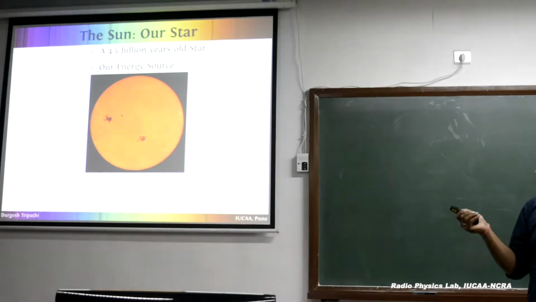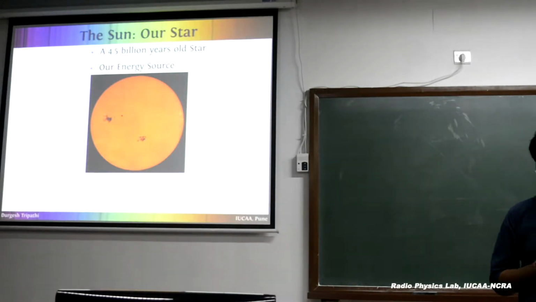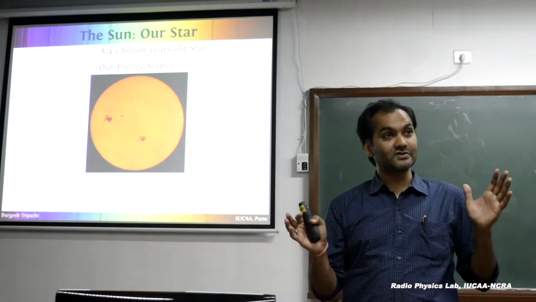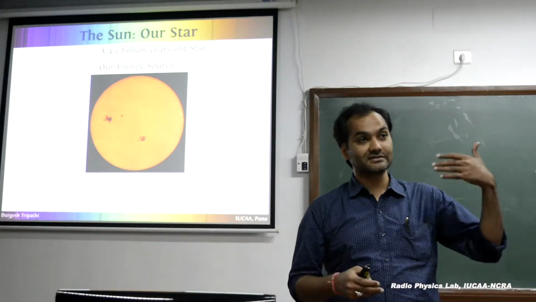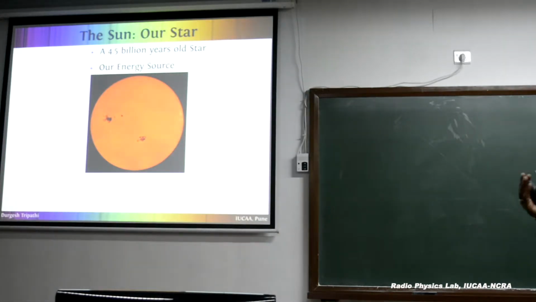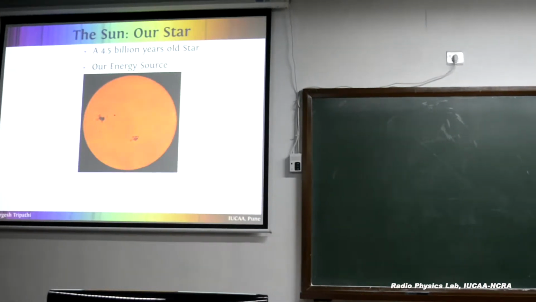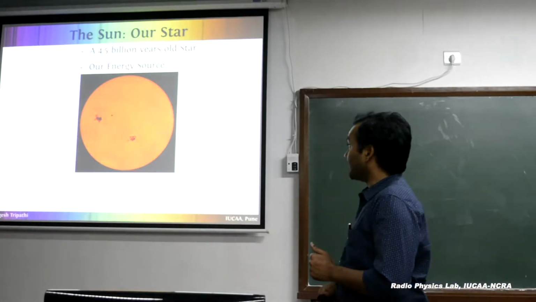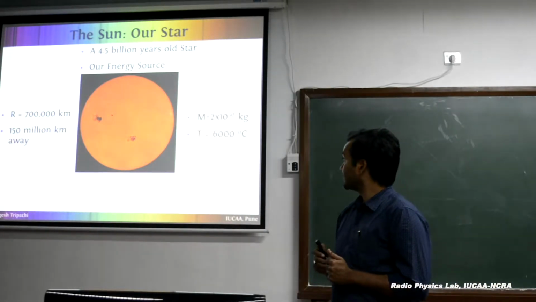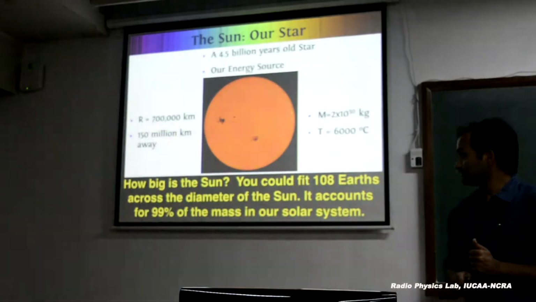It's 4.5 billion years old, so roughly 10 billion years is the lifetime. So we have a long way to go, generations and generations. If we don't kill ourselves in the next 100 years, the sun is not going to kill us, right? So that's the mass. Our energy source, the radius is 700,000, mass and temperature, right?